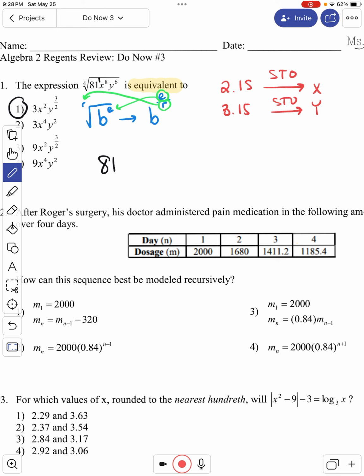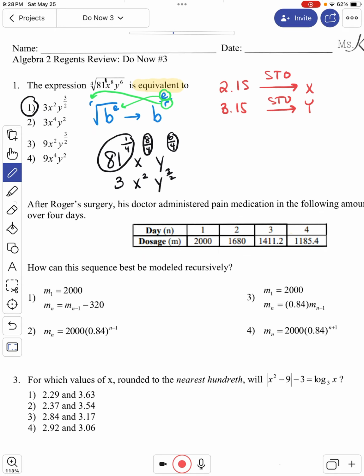So what we're going to do is we're going to take that 81, and 81 actually does have a secret exponent of 1. So I'm going to put the 1 at the top because that was inside the party, and I'm going to put the 4 at the bottom. I'm going to change this to x to the 8 over 4 power and y to the 6 over 4 power. So 81 to the 1/4, you can just throw that into the calculator if you need to. That's the 4th root of 81, which is 3. 8 over 4, that just simplifies to 2. And 6 over 4, if we just divide each of those by 2, we get 3 over 2, which was option 1. All right, moving forward.